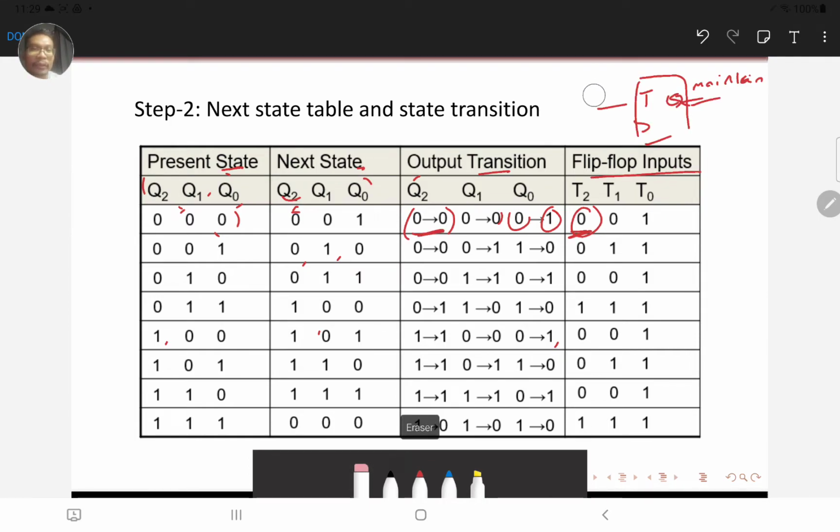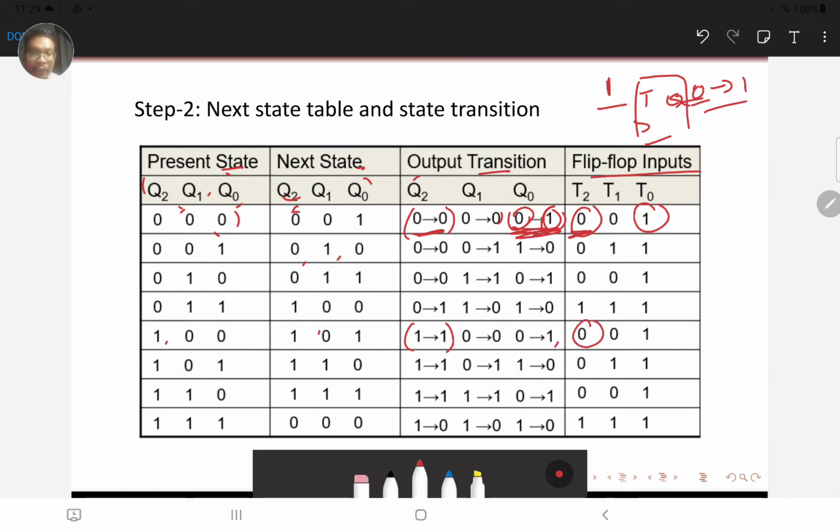However, if we want to flip it, for example here, we want it to go from 0 to 1, then we need to supply a logic 1, and that's why we have a logic 1 there on T0. So when we give the logic 1 on T0, then the output Q will flip from 0 to 1. Okay, so let's look at another example here.